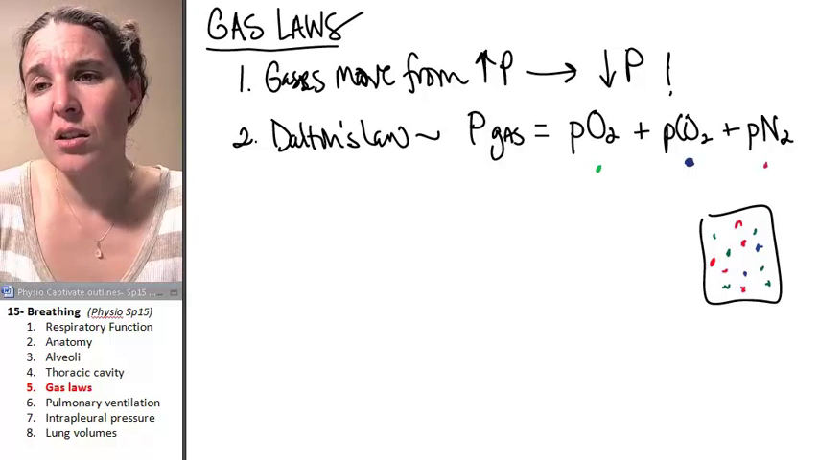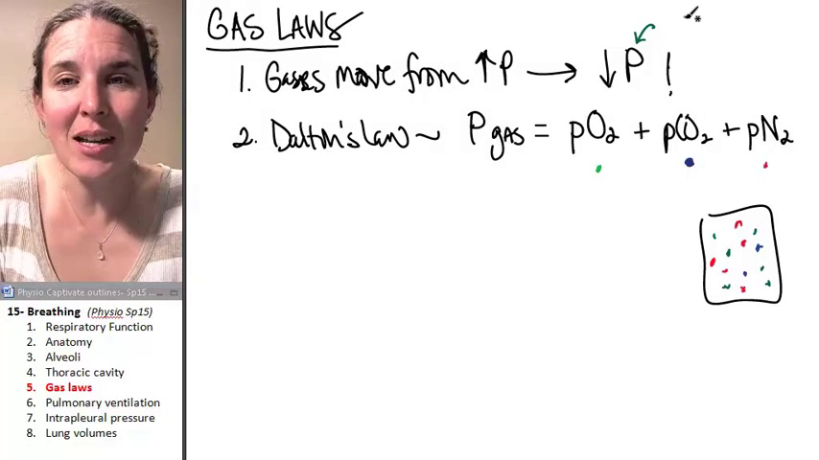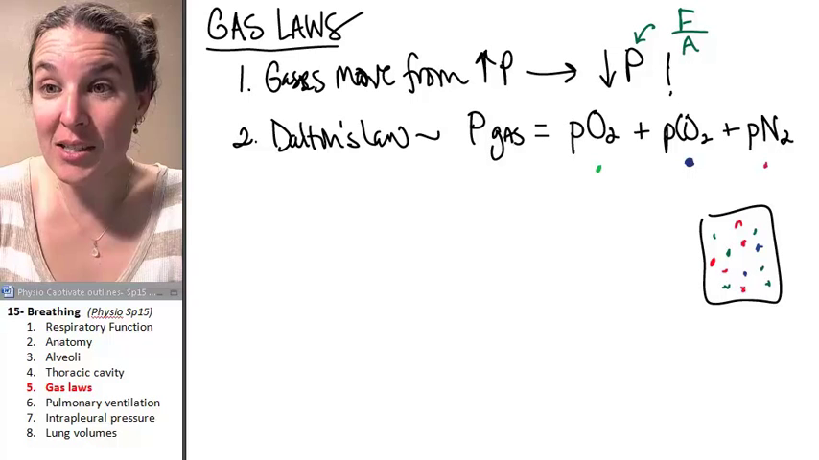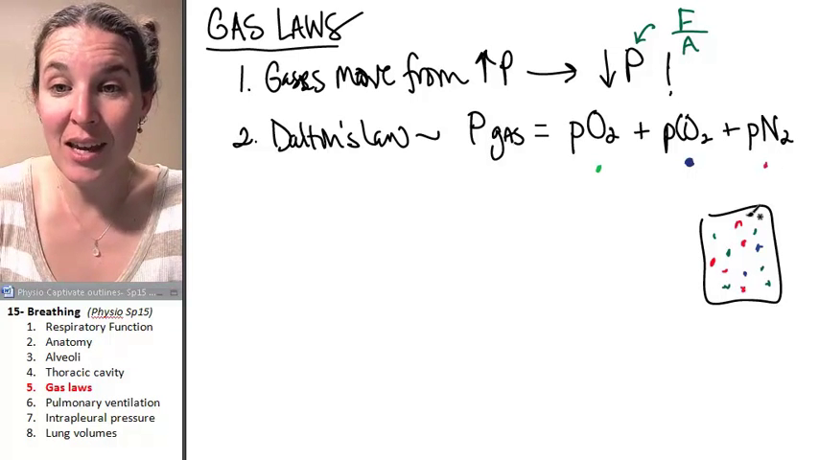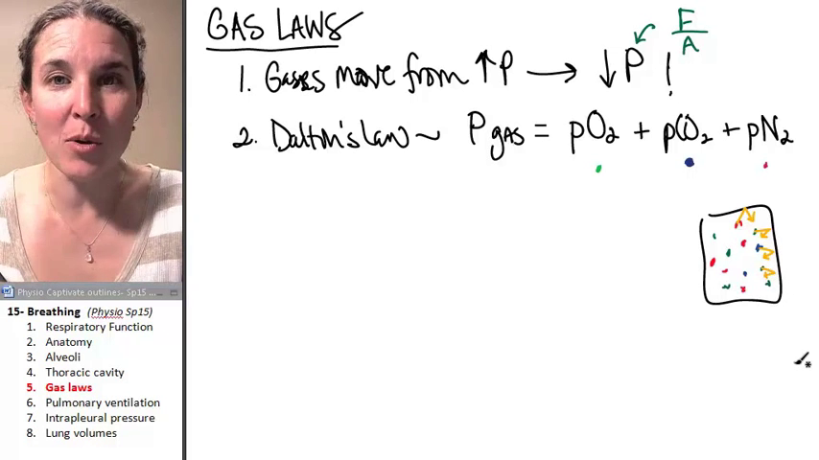Let's define pressure while we're here. Pressure, remember, is nothing more than force divided by surface area. And so gases have pressure because they literally bang into stuff. So here's my friend, the gas molecule, and it really wants out of here. And so they literally bang into the walls. Ouch! And the more they bang into the walls, the higher the pressure.